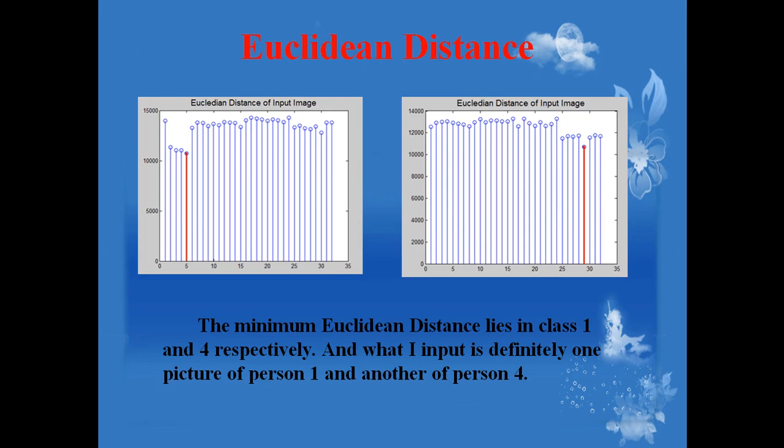Here is some experimental result. You can see the red line shows the minimum Euclidean distance of the input image. For the left image, I input the human face of person 1, and the minimum value lies in the first class, that is the first 8 of the lines. And for the right image, I input a face for person 4, and the minimum value lies in class 4.